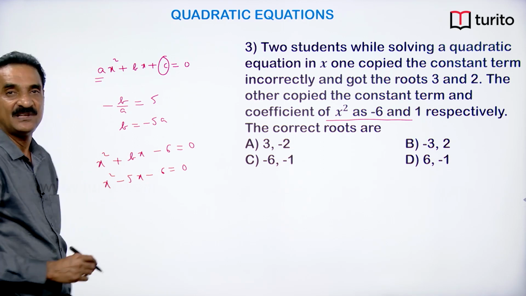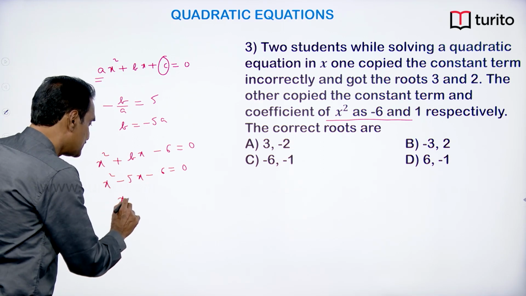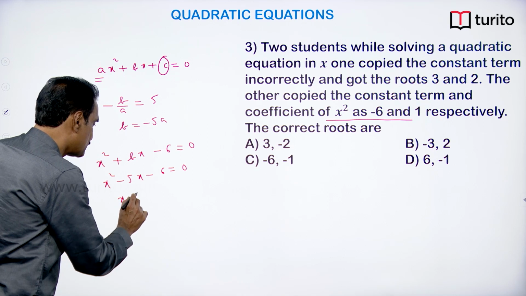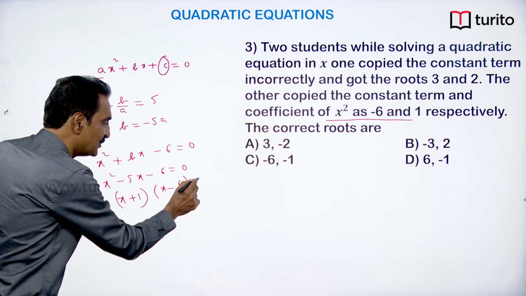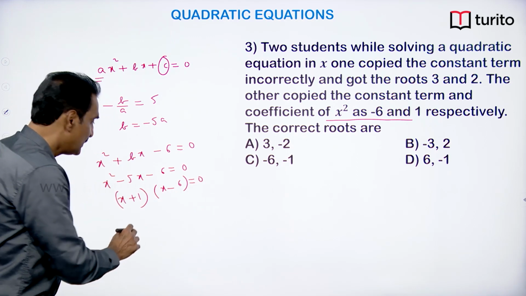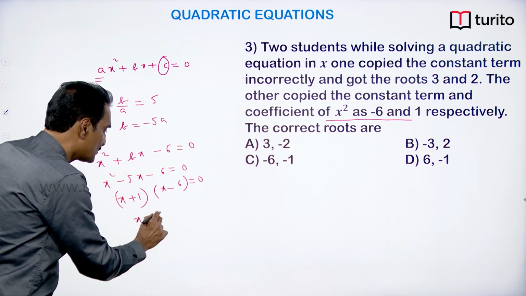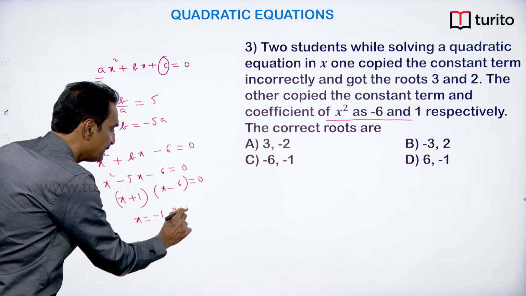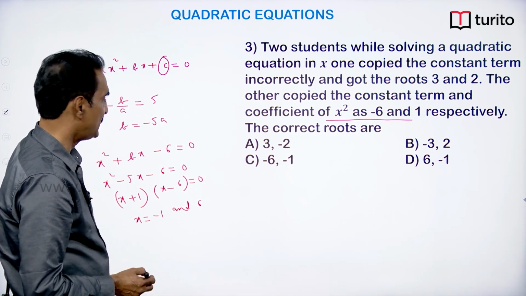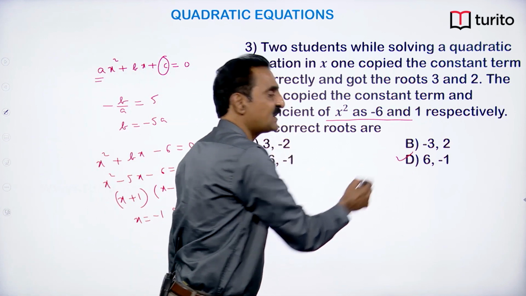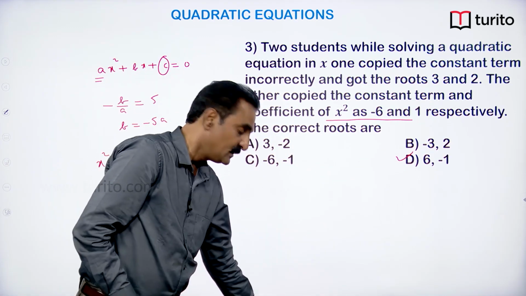What are the roots of this equation? This can be factorized as x plus 1 into x minus 6 is equal to 0. All of you know the factorization. So what are the correct roots? Minus 1 and 6. Minus 1 and 6. So option D is correct.